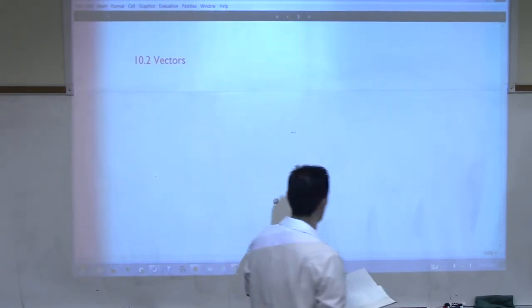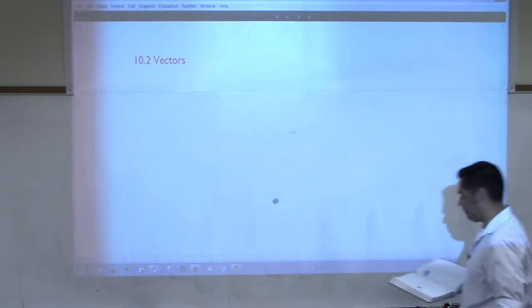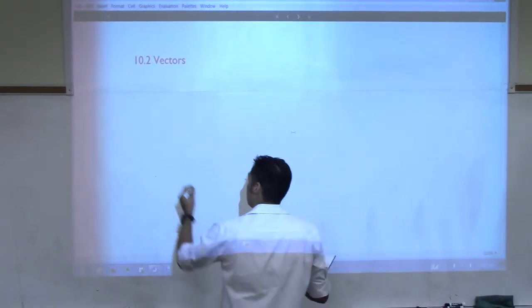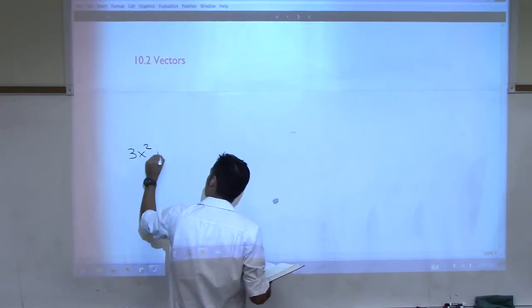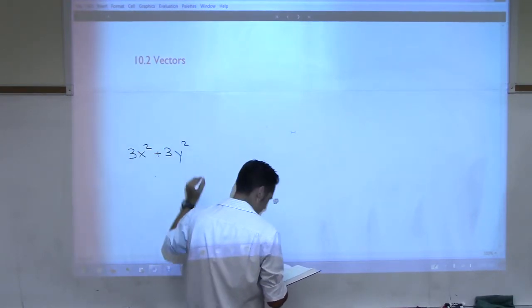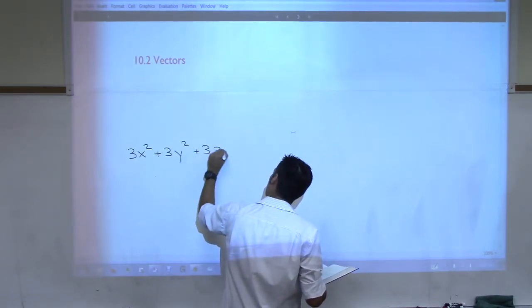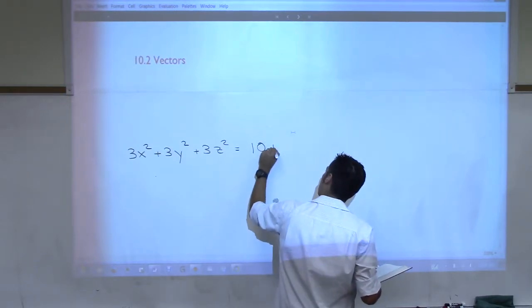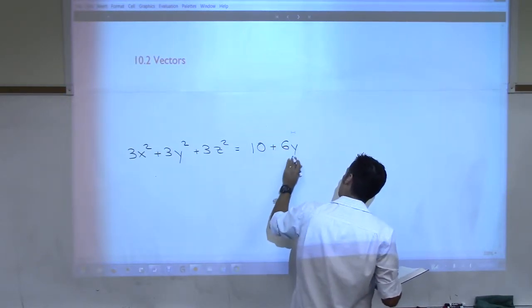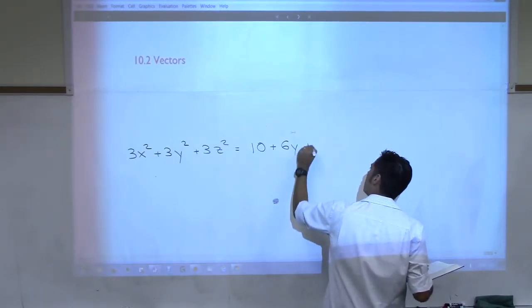So I thought I would do one that is a little bit different than the homework assignment. So something like 3x squared plus 3y squared plus 3z squared equals 10 plus 6y plus 12z.